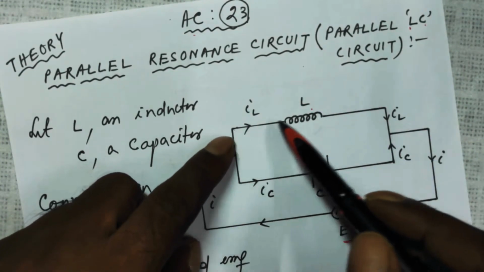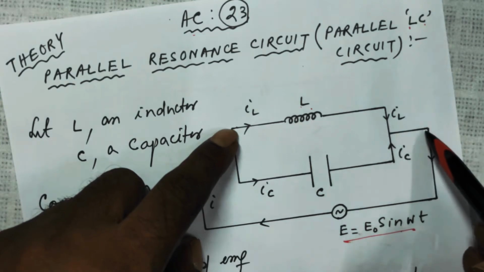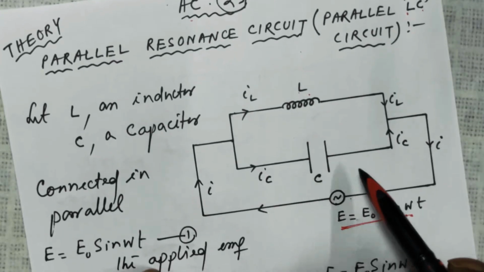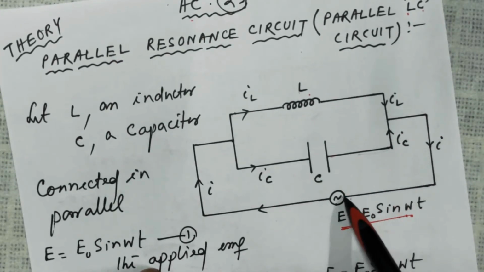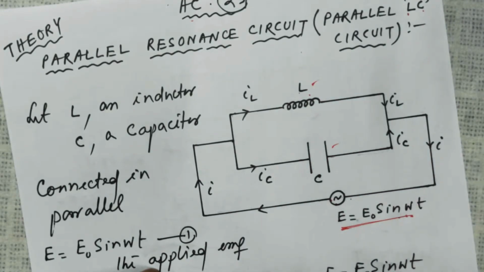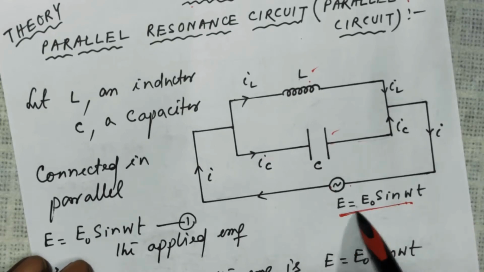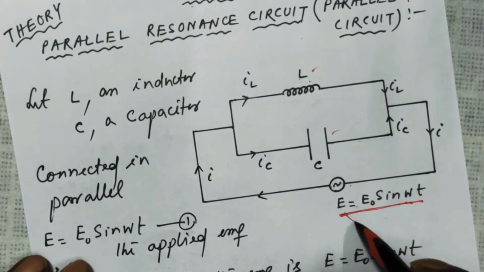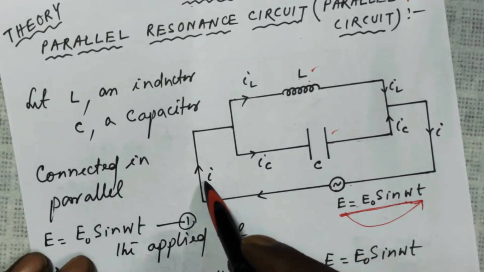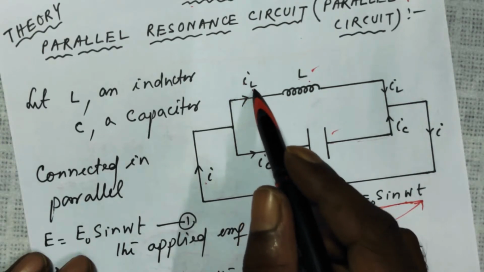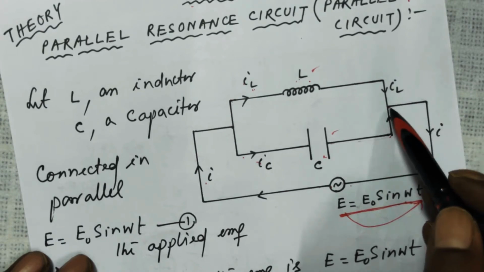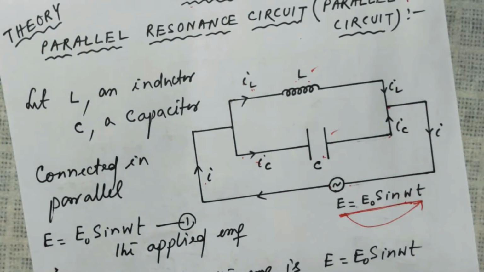Because if you look at the two ends of L, this end and this end, they are connected here. Similarly for the capacitor, this end is connected here, this end is also connected here. Means both L and C are subjected to this alternating EMF, which is changing with time. And whatever current starts from here, I, that gets distributed here as IL, current through the inductor, and IC, current through the capacitor. That IL and that IC combine here, becomes I, and the circuit is complete.